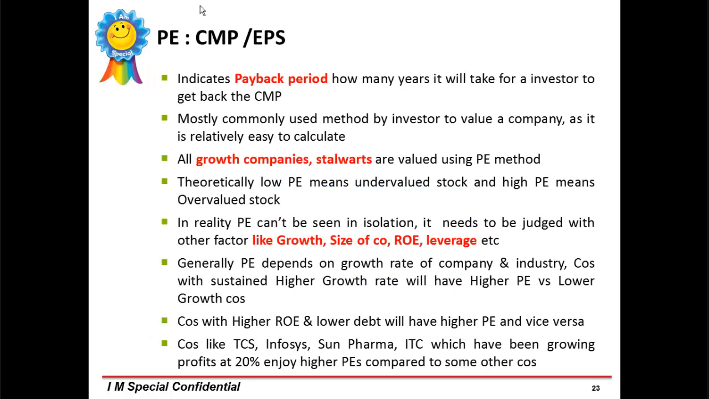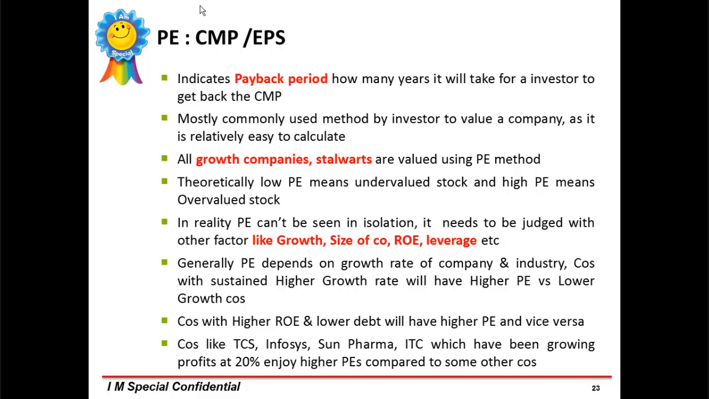Now just look at PE. What is PE? PE is current market price divided by earnings per share. It indicates the payback period, how many years it will take investors to get back the current market price. So let us assume you buy a stock which has a current price of 100 rupees, EPS is 10 rupees. So PE would be 100 by 10, 10 times. So basically it indicates that with earnings of 10 rupees, it will take 10 years for you to get back your money. This is the most commonly used method by investors to value a company, as it is relatively easy to calculate.